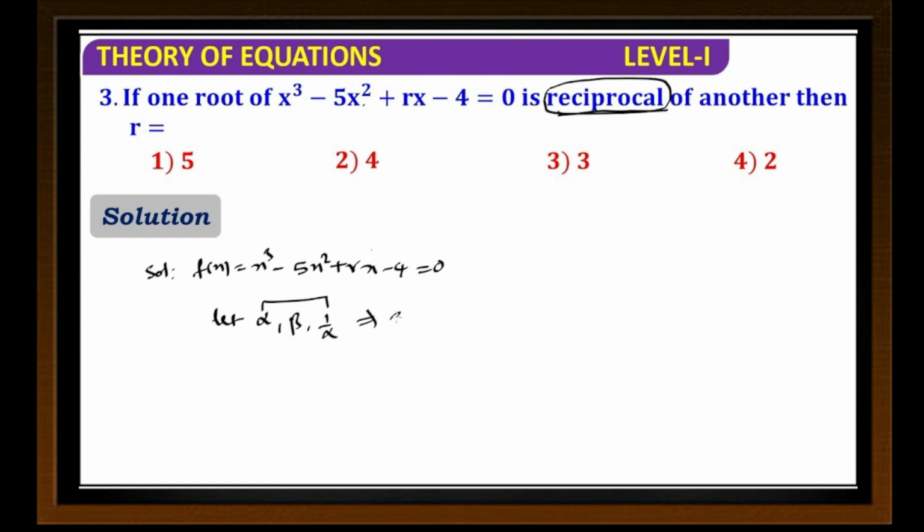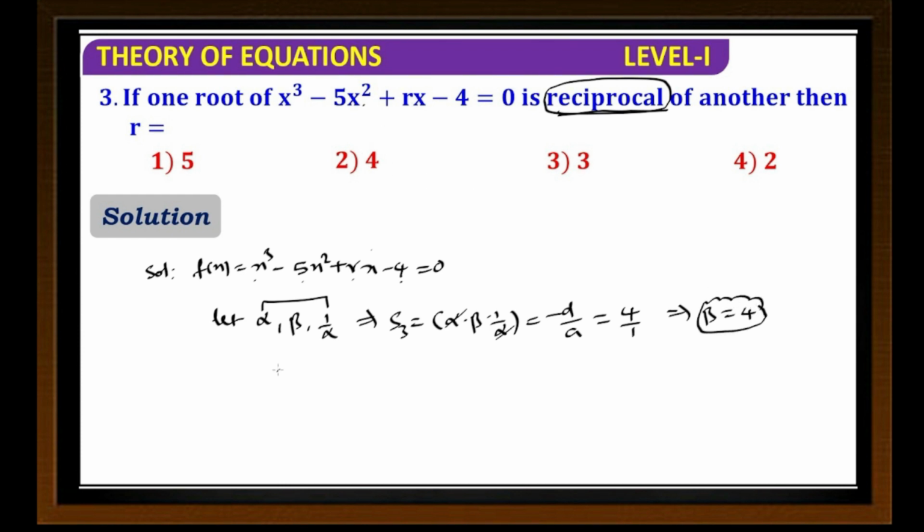Now using the formula of S3, what about S3? Product of the roots, that is alpha, beta into 1 by alpha is minus d by a. So a is 1, b is minus 5, c is r, d is minus 4. So minus of minus 4 by 1. So alpha gets cancelled. Therefore we are getting one root, beta equals 4. So our one root is 4.